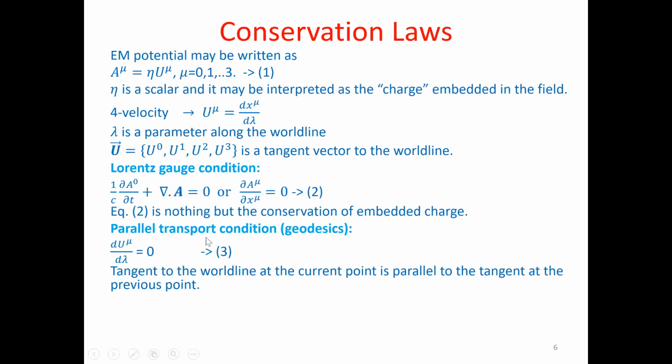Parallel transport condition is given here. This means that the components of the tangent vector, that's u nu, do not change as a function of lambda. In other words, tangent to the world line at the current point is parallel to the tangent at the previous point.